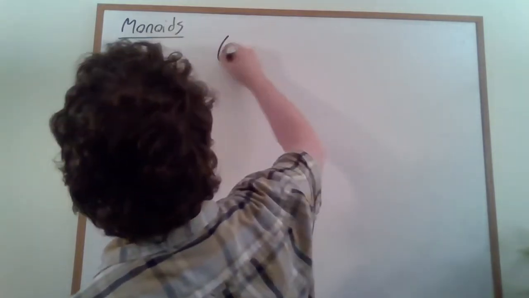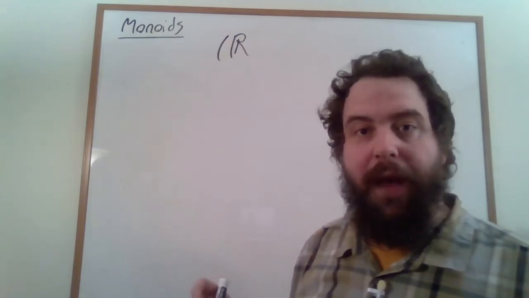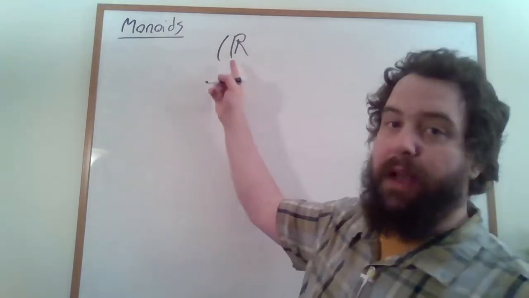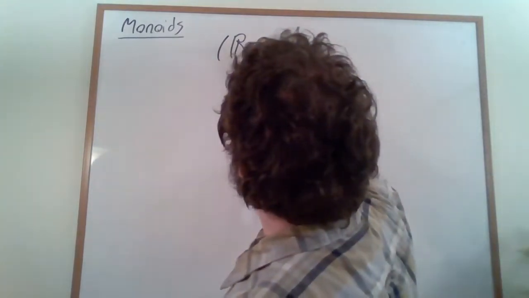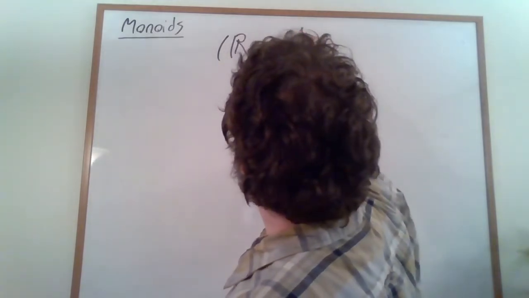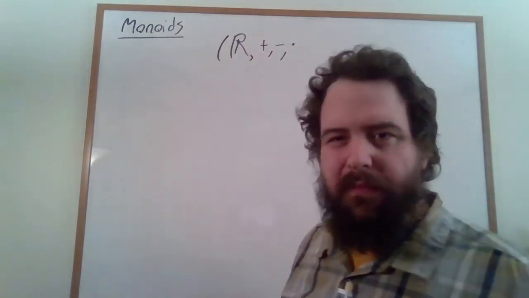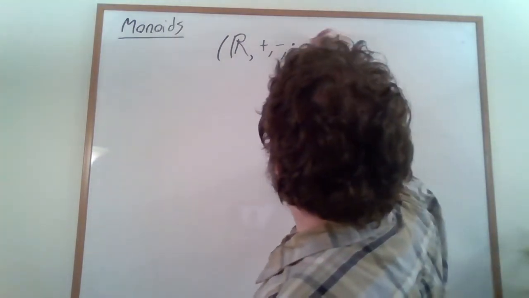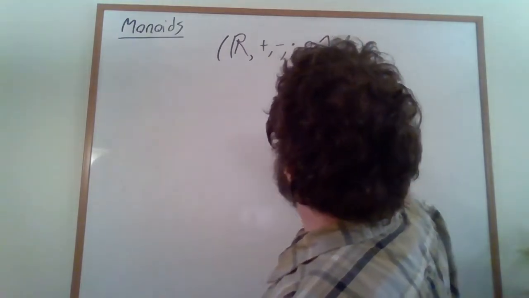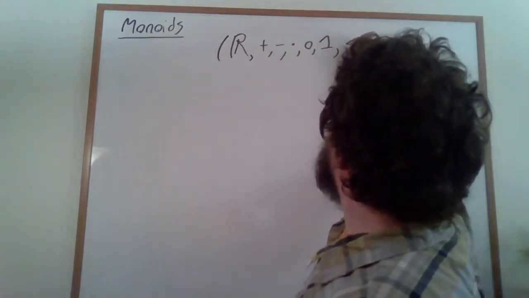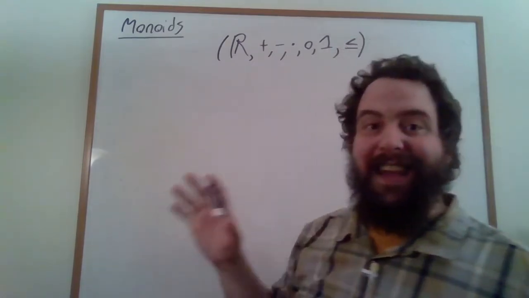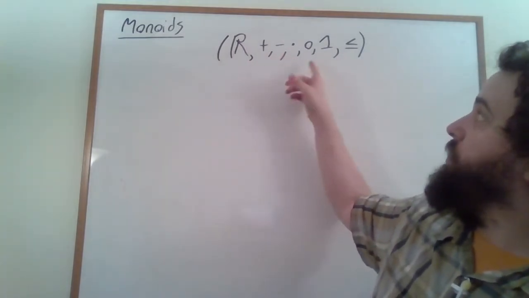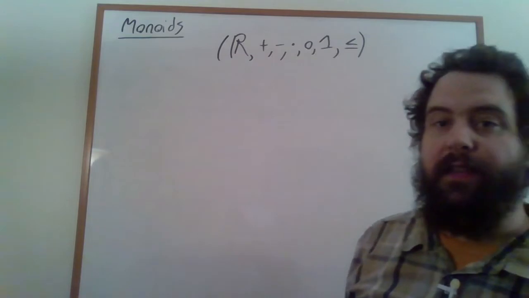Let's say that we wanted to talk about real numbers. So we use the notation for the real numbers, this blackboard bold R. And then let's say we wanted to talk about addition, subtraction, and multiplication, but maybe we won't talk about division of real numbers. And then we'll also want to be able to talk about some constants like 0 and 1. And then let's say that we also want to talk about less than or equal to. And that's it. So this here is a structure. It's the real numbers equipped with addition, subtraction, multiplication, constants 0, 1, and less than or equal to.